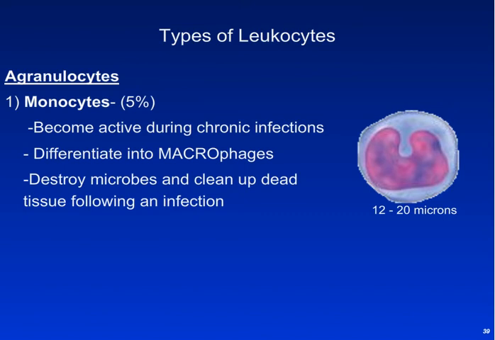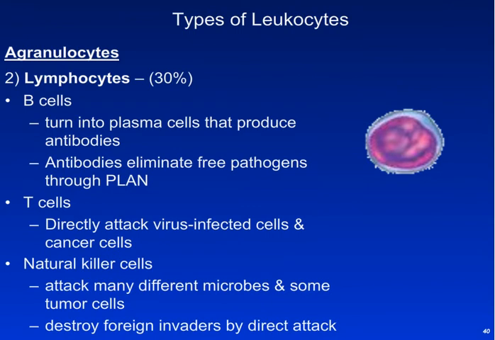So take, for example, tuberculosis, which is a respiratory disease. Initially, upon infection, it will be the neutrophils that respond and begin to attack the bacteria. But because tuberculosis is resistant to destruction by neutrophils, it will be the monocytes that take on the work in the long term.